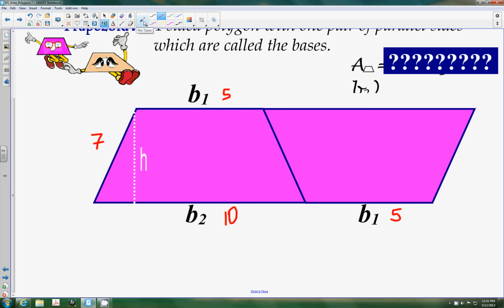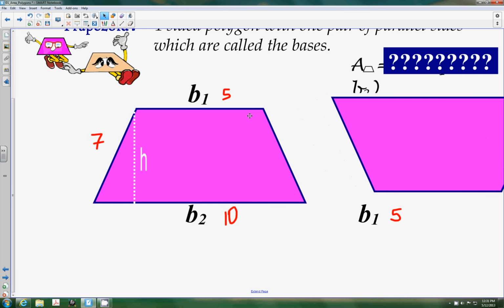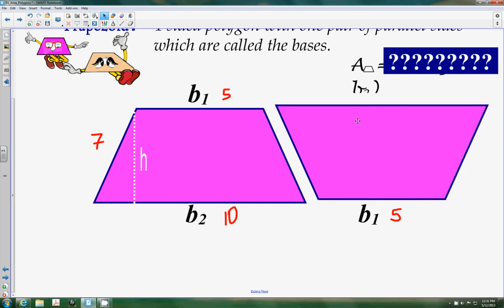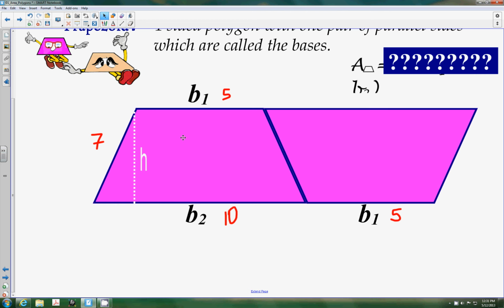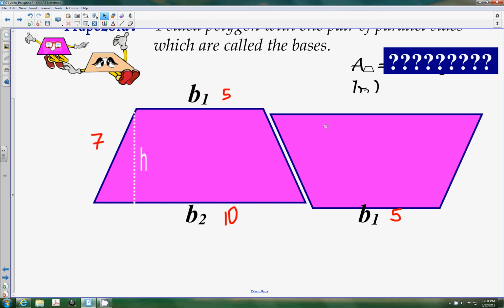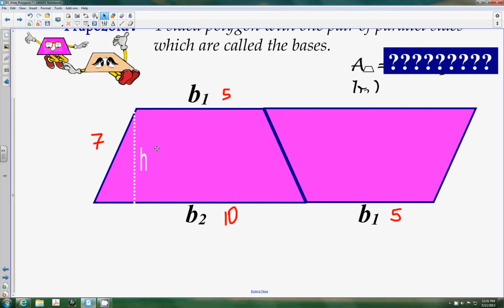But I don't want the total area. I just want this area. So how can I fix it? So I just have this one. What would I have to do? Once I found the total area, let's do that one more time. The total base, which would be 10 plus 5, I would multiply by the height, 7. That would give me this big area.